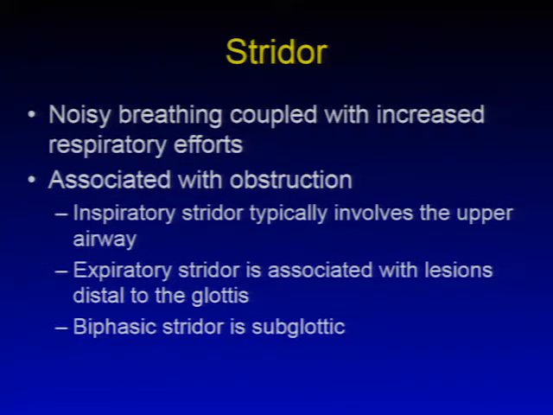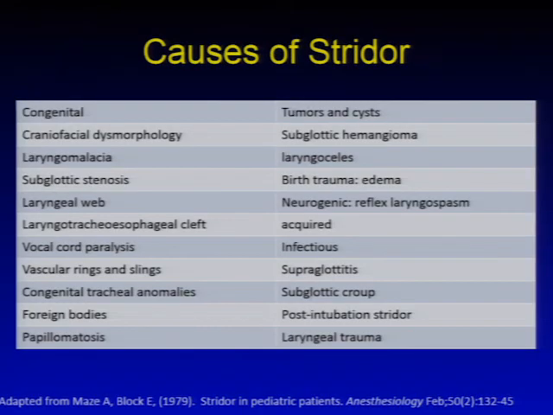When stridor is associated with expiration, it's typically lesions that are distal to the epiglottis. An inspiratory stridor usually involves the upper airway, whereas a biphasic stridor can be due to a subglottic obstruction itself. These are some additional causes of stridor, although in the pediatric anesthesia world, the subglottic croup or subglottic post-intubation stridor is the most common, from irritation of the endotracheal tube.